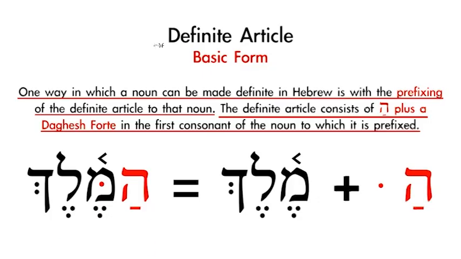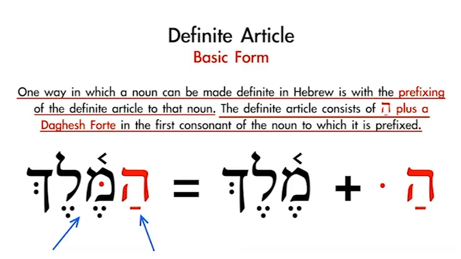And you'll see there's the vowel patach underneath that consonant, and then there's the dagesh forte that appears in the first consonant of the noun to which the article is prefixed. That means this: in Hebrew, the word for the never appears by itself. It's always prefixed to the noun that it makes definite.